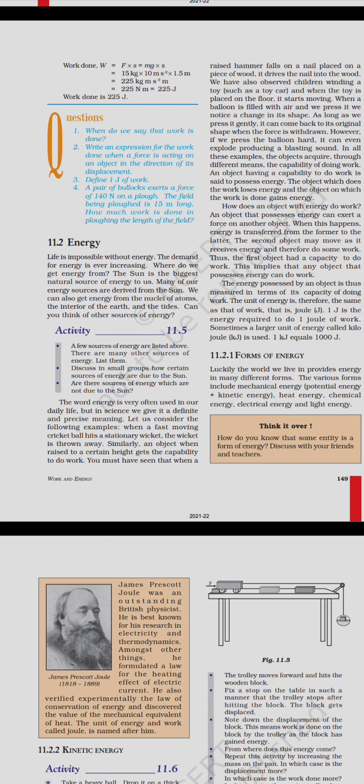Similarly, what is energy? If you want to do any work, the capacity with which you can complete the work is taken as energy, and energy is similar to the work done itself. So it can be defined as: the capacity of doing work is known as energy, and the unit of energy is joule, similar to the unit of work done. So energy possessed by an object is measured in terms of the capacity of doing work. So the unit of energy is joule itself.